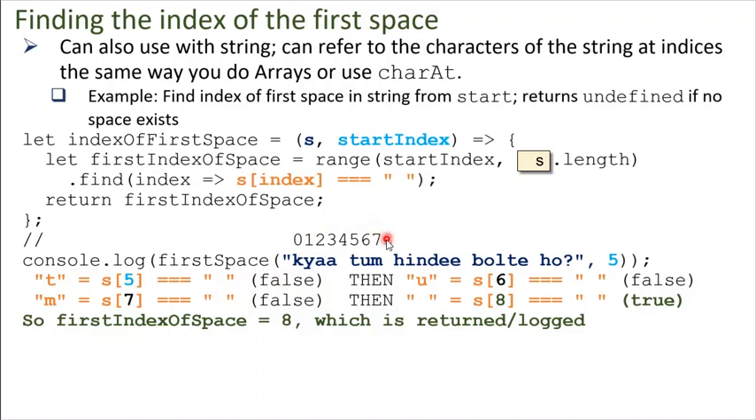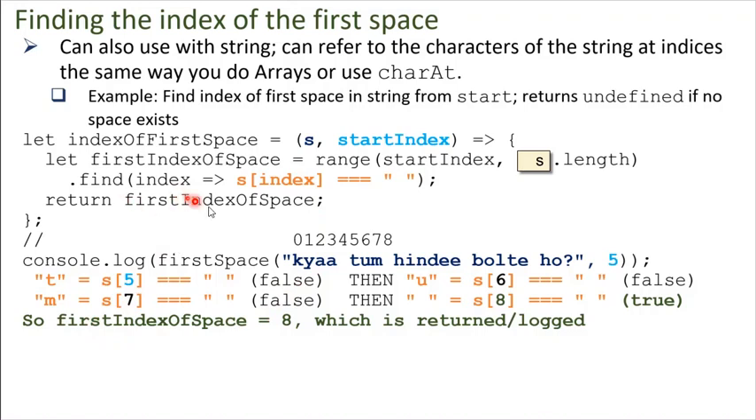So it then goes on to position 8, and now the character at position 8 is a space, so it's going to check that space is equal to space. It's going to get true, and 8 is going to be the number that you get back from this. So 8 will be stored in first index of space, and that will then be returned.